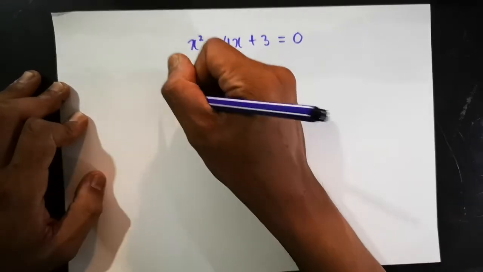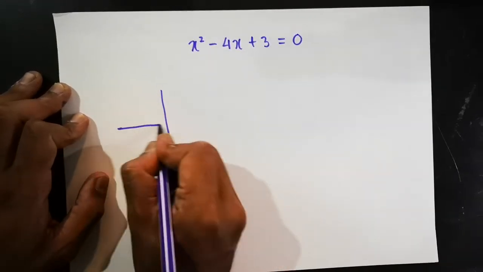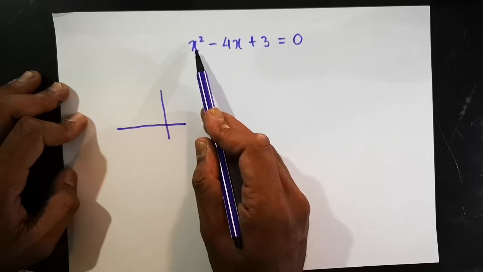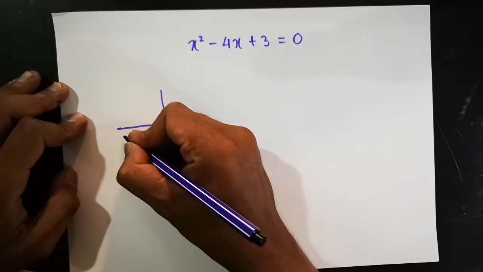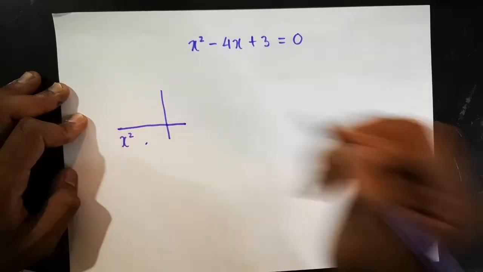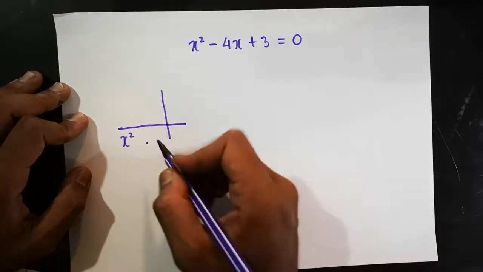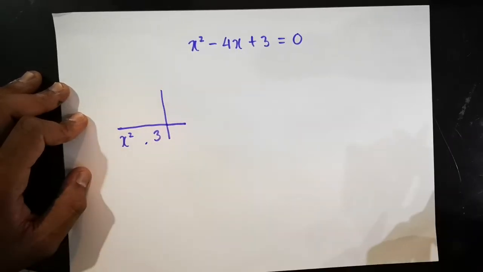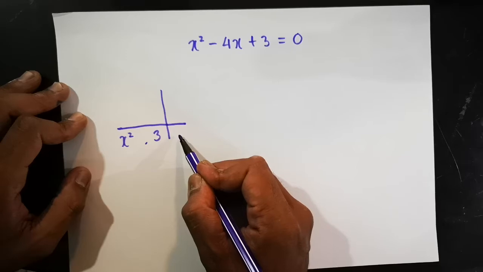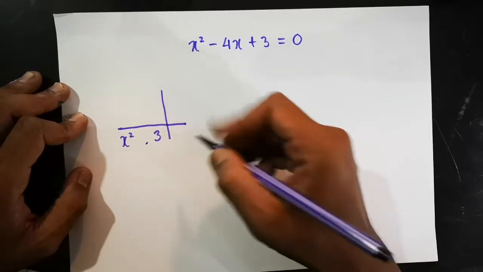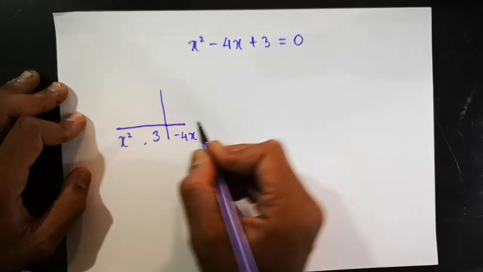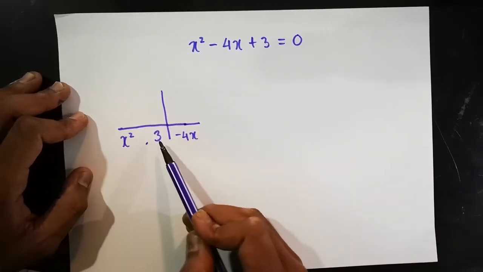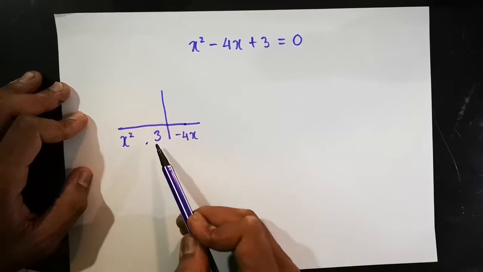Okay? So what you do now is what I would call the cross method. First, you draw something like this. Put the x term here. Put the x term here. Next, you put the number next to it. The number is positive 3, so I will just put 3. And here, I will put negative 4x. Everybody please remember the sequence: x squared, number, x. x squared, number, x.